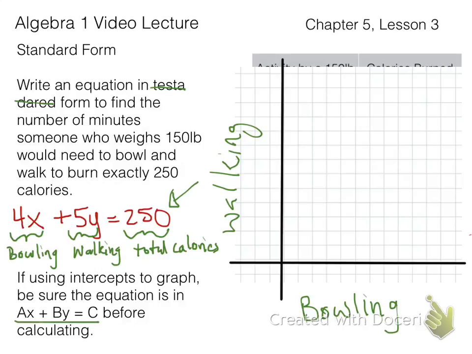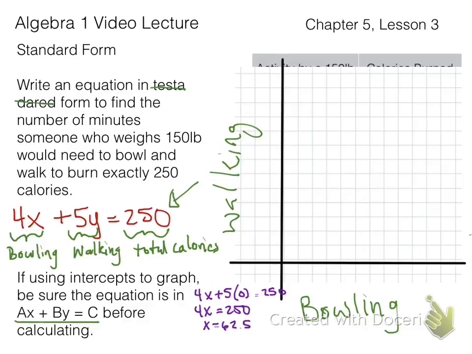For finding the x-intercept, y has to be 0. So 4x plus 5 times 0 equals 250. That's 0, so 4x equals 250. So I'm going to divide. Let me get my calculator real quick, that'll be faster than doing this mentally. 250 divided by 4 is 62.5. So x equals 62.5. So you have to bowl for just over an hour for this to really work out for you.